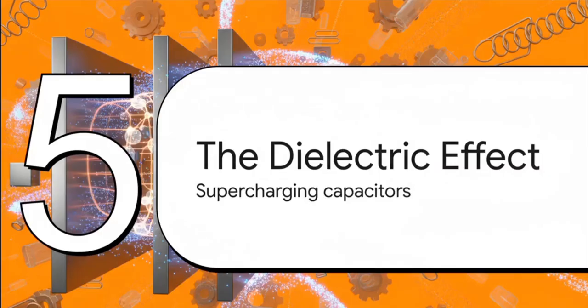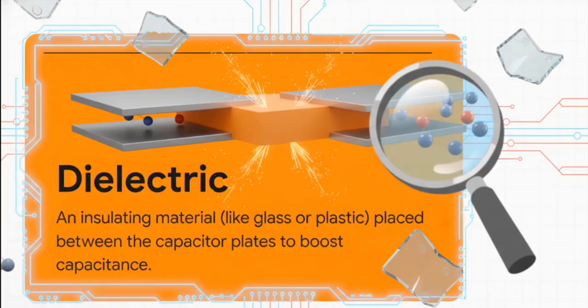All right, we've covered a ton of ground, but there's one last really important trick that lets us squeeze even more performance out of a capacitor. And the secret isn't in the metal plates themselves, it's in the empty space between them. And that secret ingredient is called a dielectric. Now, it sounds fancy, but it's really just an insulating material, like plastic or glass or ceramic. But when you slide it into that gap between the capacitor plates, it does way more than just keep them apart. It basically supercharges the entire device.